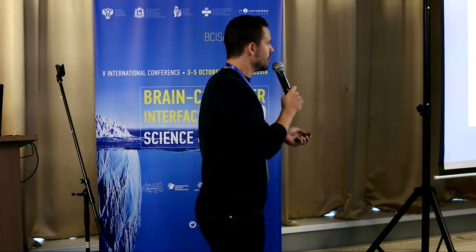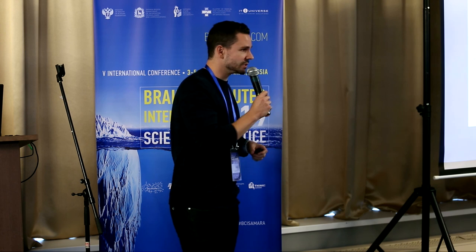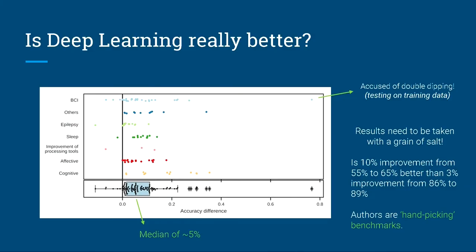Just to finish quickly on deep learning, is it really better? We've observed only a 5% median performance improvement, which might actually be due to publication bias, where you typically need better results to publish. So we don't really know if deep learning is better. That's kind of the conclusion right now. It has a lot of potential, but we don't really know if it's really better.